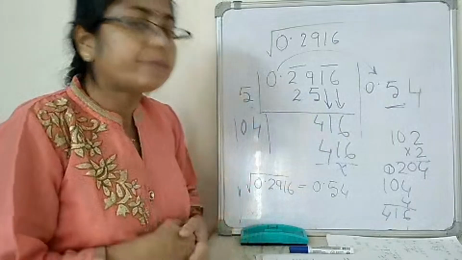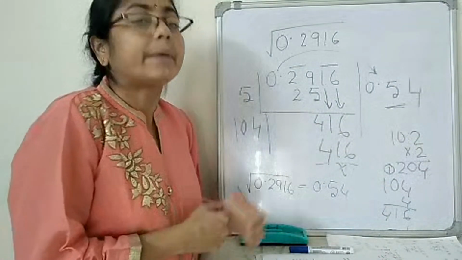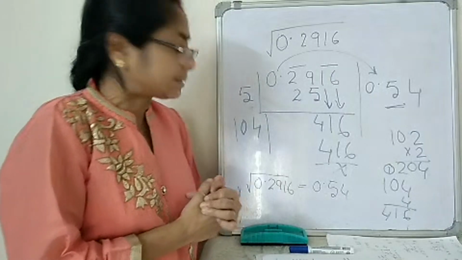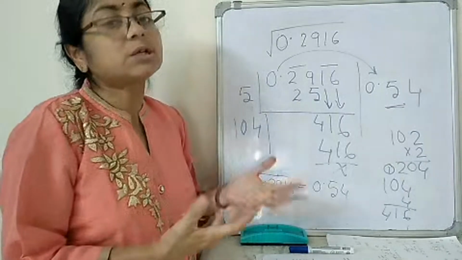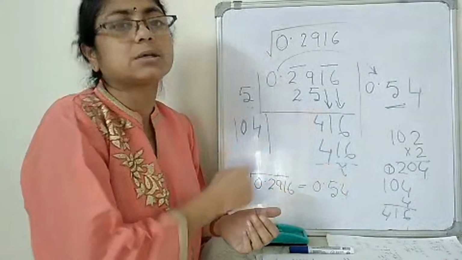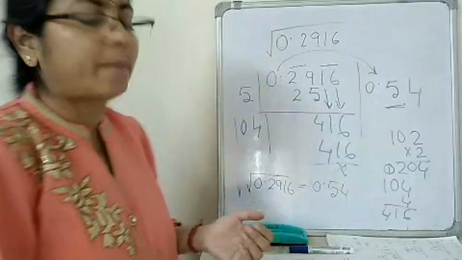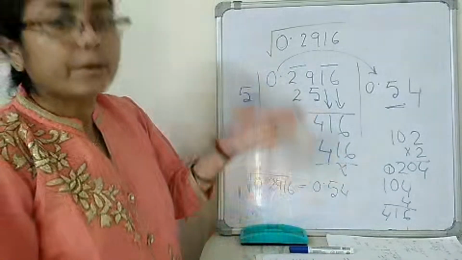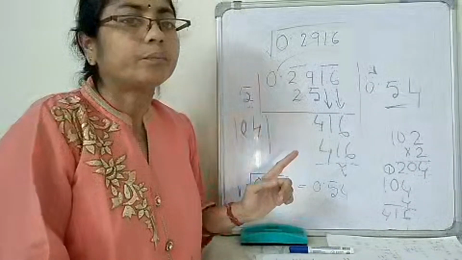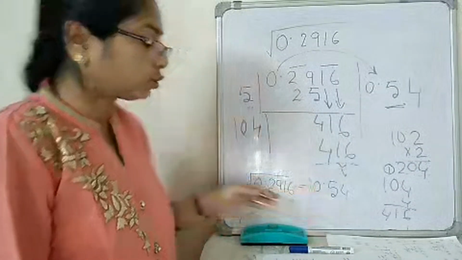0.54. Never miss the decimal because it is the square root of a decimal. If you miss the decimal, it may be 0 marks. Not maybe, it should be 0 marks. And one more thing, before the decimal, you should write 0. Okay, clear? Go to the next math.